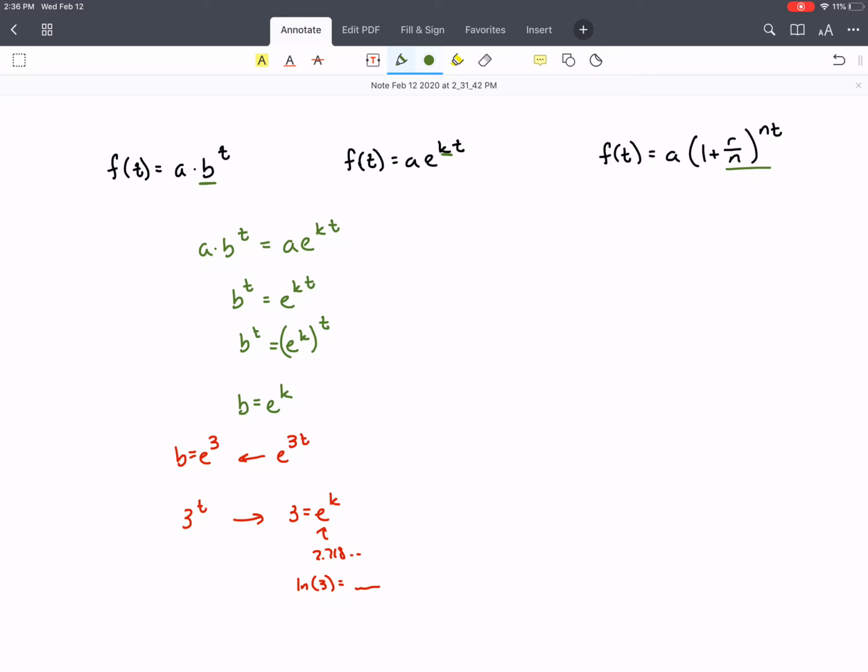To go back and forth between a b to the t and a (1 plus r over n) to the nt, this doesn't happen very often, but the key here is to realize b is (1 plus r over n) to the nth power. So you can find b easily. The reverse is a little bit harder, and we don't do that very often.